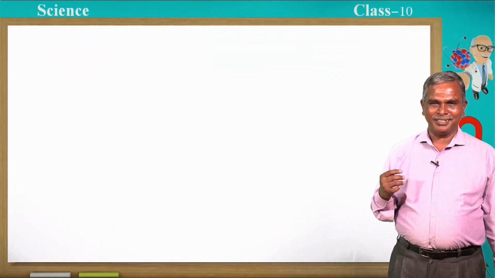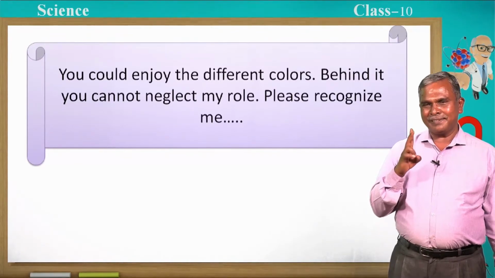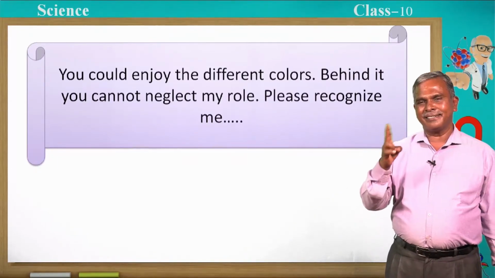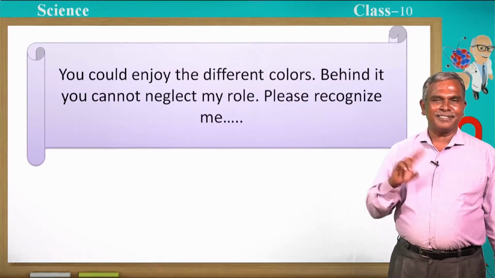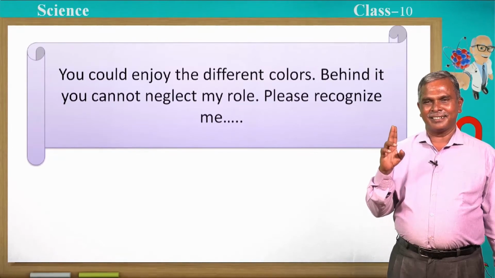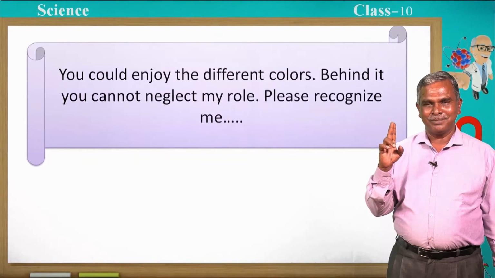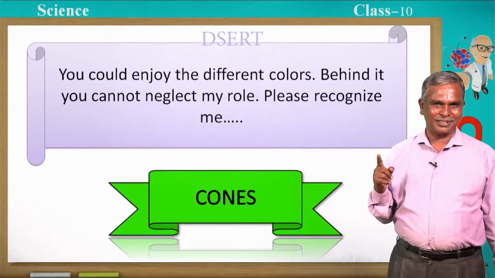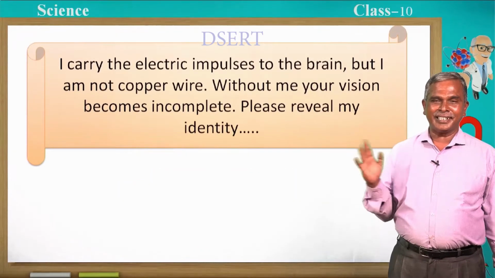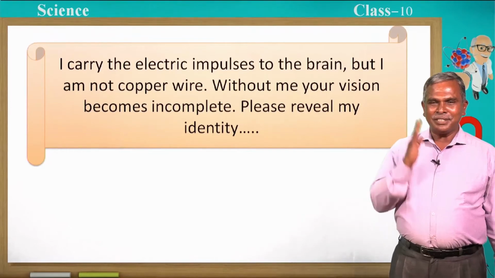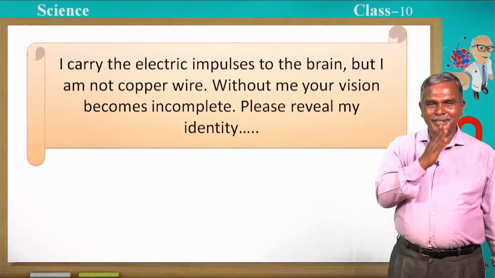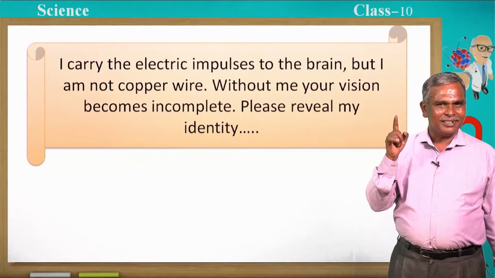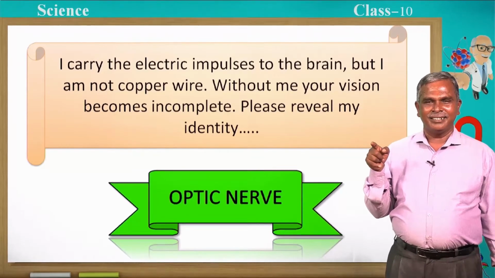Come to the next question. There are two cells in the retina. One is light sensitive cells, the other is color sensitive cells. Which are color sensitive cells? Yes, it resembles a geometrical shape. Yes, somebody is already answering. Yes, my dear child, it is correct. That is cones. Yes, it is a conductor or mediator which takes the electric impulses from the eye towards the brain. It is some kind of nerve, I feel. Yes, you are right. It is the optic nerve.